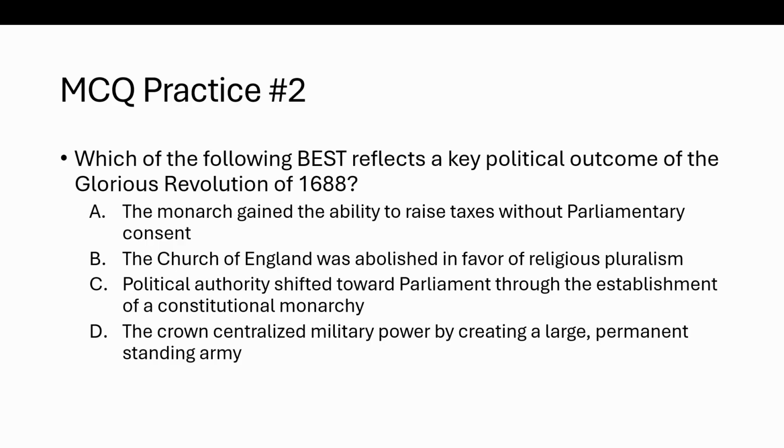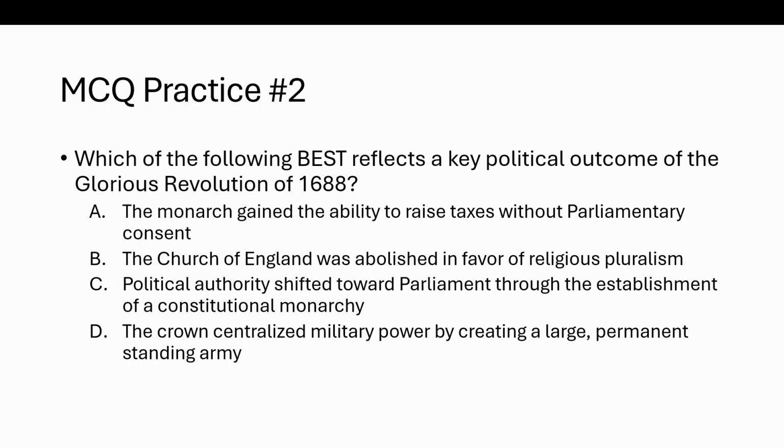Let's go through. So starting with A, the monarch gained the ability to raise taxes without parliamentary consent. This is the opposite of what happened in the Glorious Revolution. The Glorious Revolution was the embracement of constitutionalism, which required the monarchy to gain parliamentary consent to do a lot of things. So this is the opposite of what actually happened. B, the Church of England was abolished in favor of religious pluralism. Now, we are getting slightly more progressive on the toleration of religion, but we're not quite there yet. The Church of England still has a pretty strong hold on England. So, not a whole lot's changing there, so that would not be a correct answer.